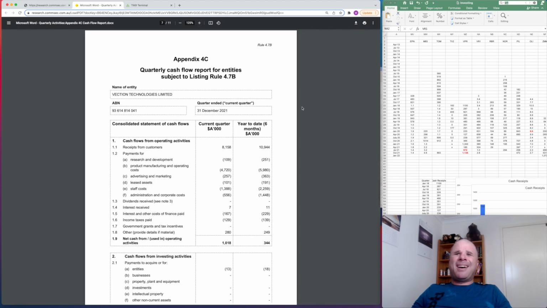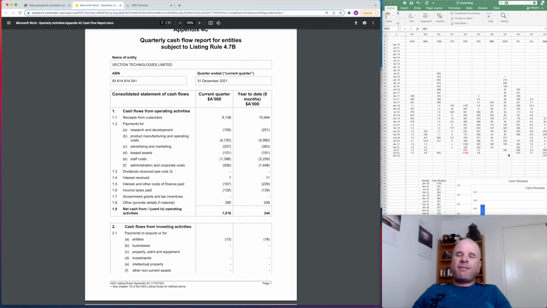And this was a very good Appendix 4C for Vection Technologies. $8.2 million of receipts, a significant increase on the previous quarter. And more importantly, they were operational cash flow positive this particular quarter. This is maybe an inflection point for this company.